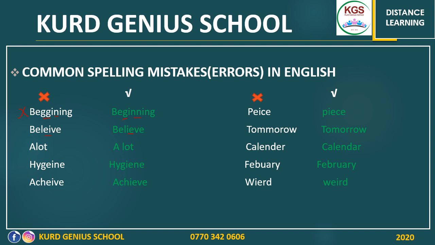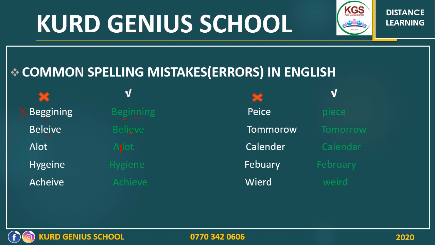The next one, a lot. There should be a space between A and lot. Look, there should be a space here. That one is the correct spelling. I miss you a lot. I miss my school.